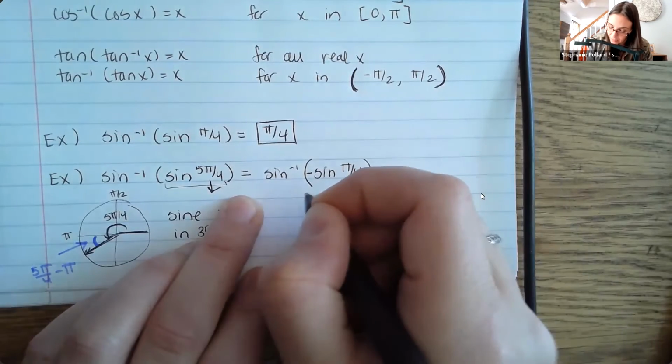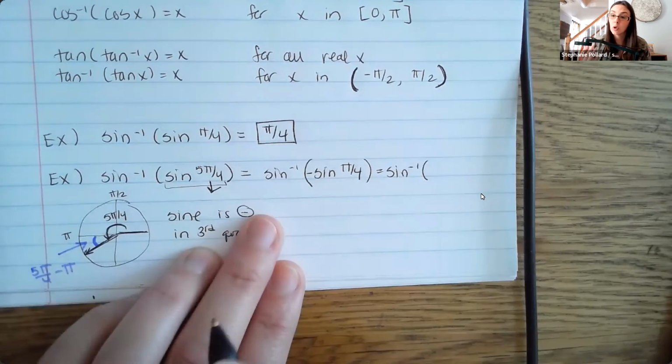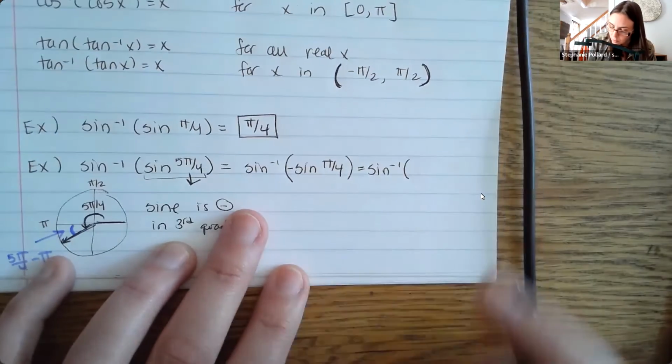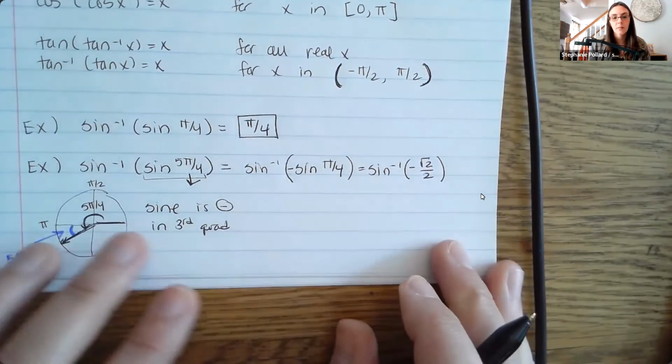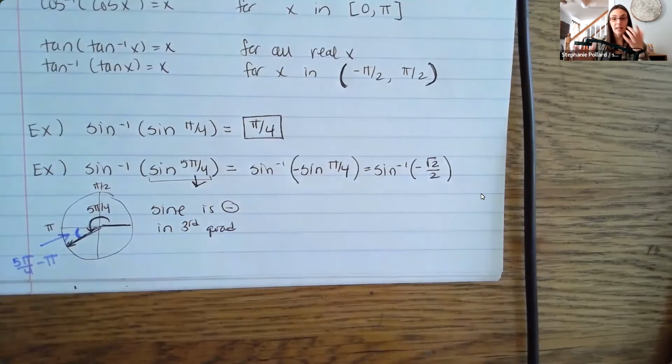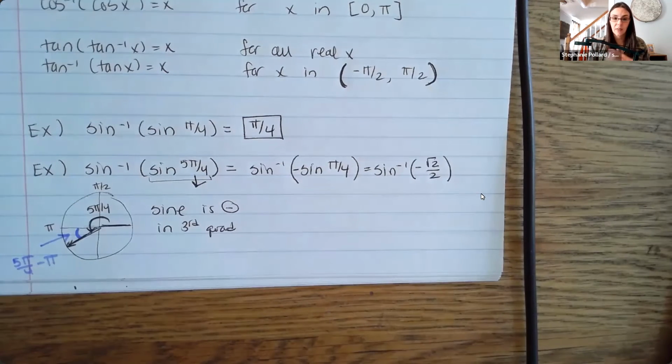And then sine of pi over 4 is root 2 over 2. That's a common one that we know. So this would be negative root 2 over 2. Now we can go ahead and answer this. Again, if it's not in the domain, we have a bit of work to do. You have to find another way to get the answer.